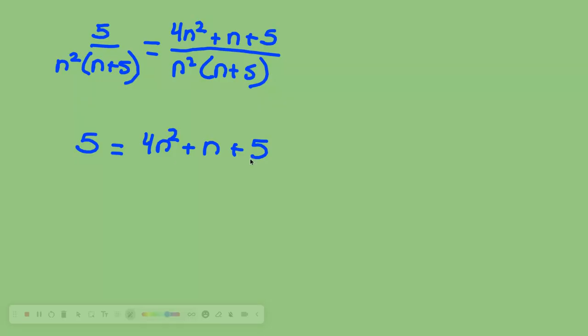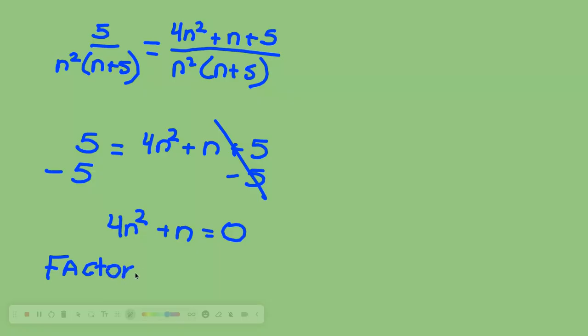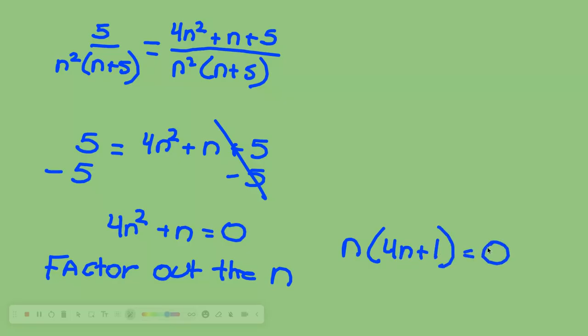We have a quadratic here, so we can set it to 0 by minusing the 5 on both sides. And then we're left with 4n squared plus n equals 0, because they cancel out. So if you notice here, you can factor the n's out, right? We can factor out the n because they both have an n. There's one n here and there's two there, so you can factor the n out. And that'll be n times 4n plus 1 equals 0.